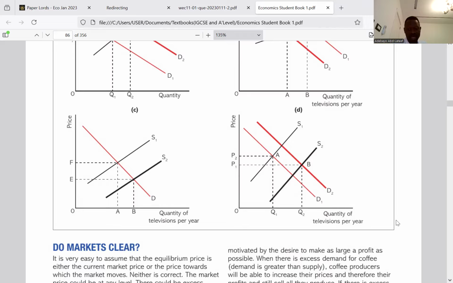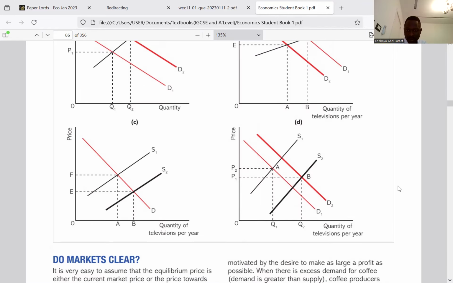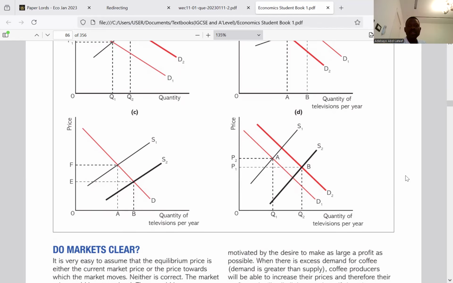Look at what happens here. The quantity demanded increases from D1 to D2. And the supply also shifts leftward, from S1 to S2. So price would rise. Then what happens to equilibrium? Do you think there is going to be equilibrium or disequilibrium?